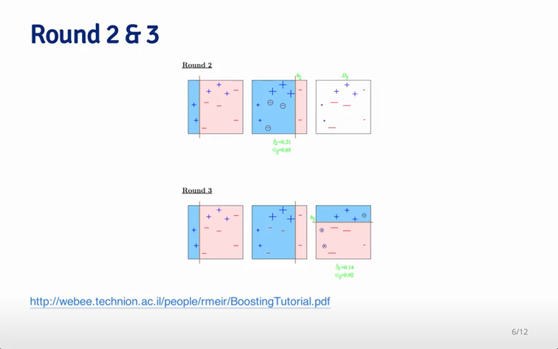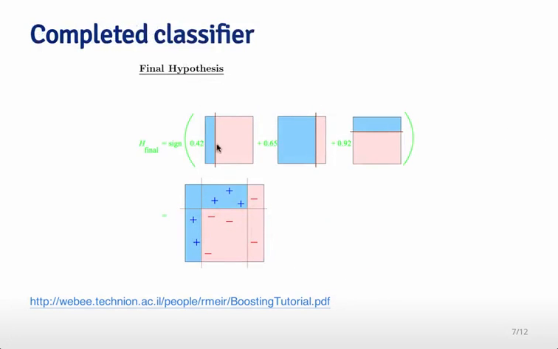So then what we can do is take those classifiers and weight them and add them up. And so what we do is we say we're going to classify a weighted combination of 0.42 times the first vertical line plus 0.65 times the second vertical line plus 0.92 times the classification given by this horizontal line.